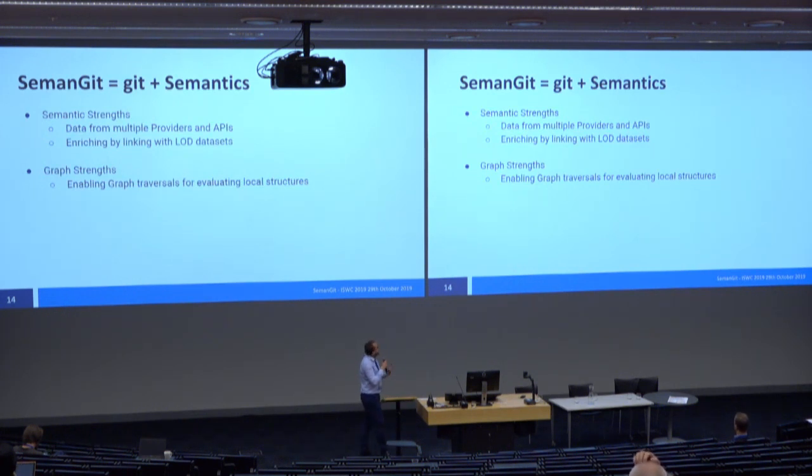So SemGit is an abbreviation for Git plus semantics. And with our data set or our technology, we want to benefit from two strengths that we see. First of all, the semantic strengths. We can merge these data sets from multiple providers and APIs that are accessible and even enrich the data by, for example, linking it with LOD data sets. A good example is DBpedia, storing even information about which cities are located next to each other. And we want to use the graph strengths to enable an easier graph traversal for evaluating local structures in the data set. For example, the specific actions a developer did in the last 2 years.